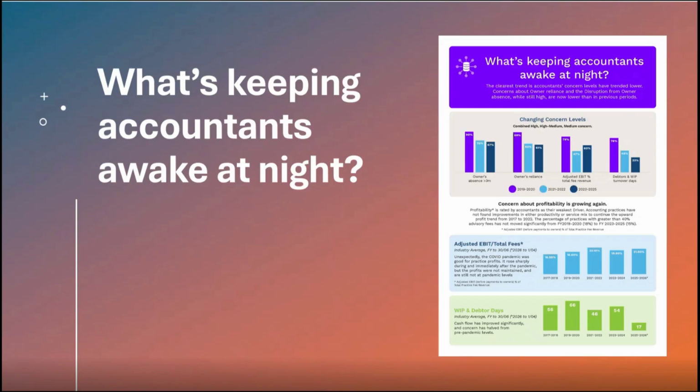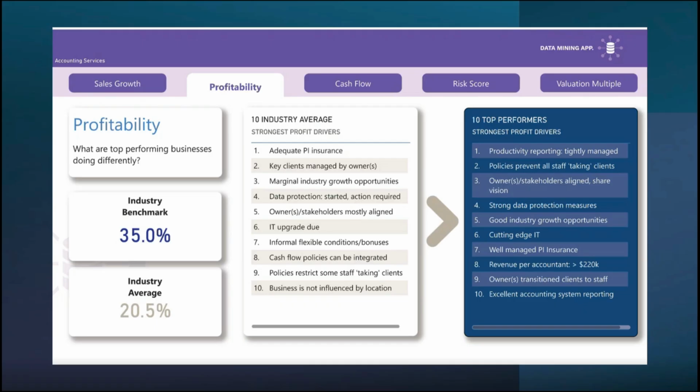One of the biggest challenges that the infographic identifies is the variance with profitability for accounting firms. And we think that's going to be a challenge for a lot of accounting firms going forward. So again, this is where you can use that data mining app to show what top performing businesses in the accounting industry are doing differently to achieve benchmark performance on this particular profitability KPI.